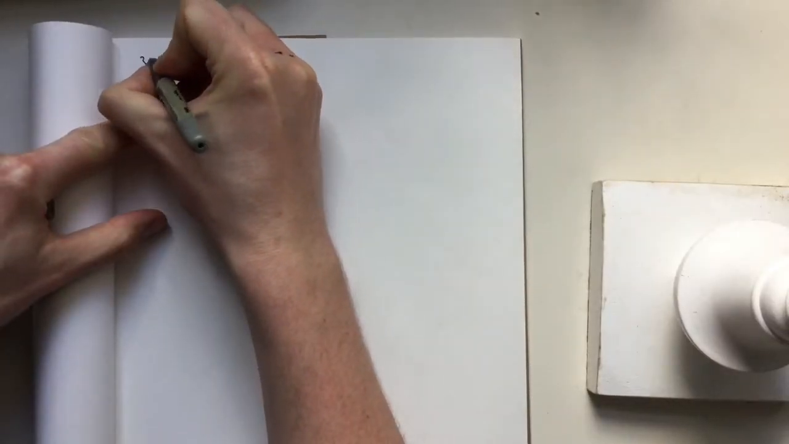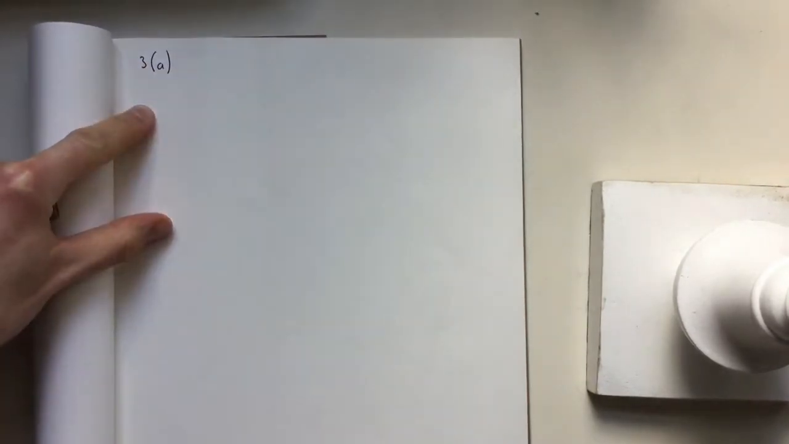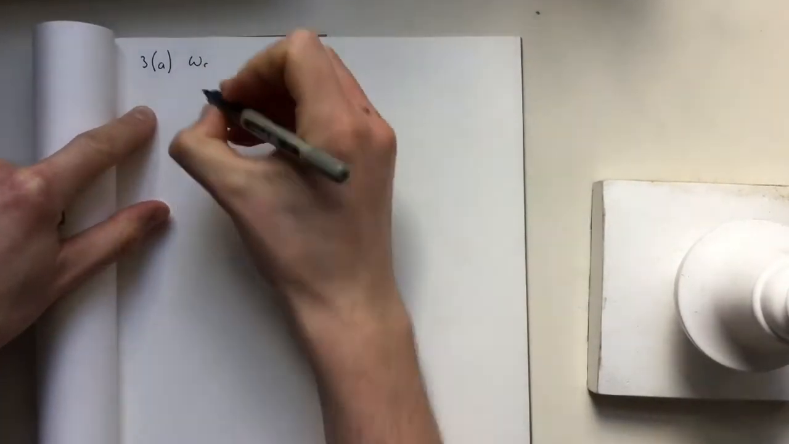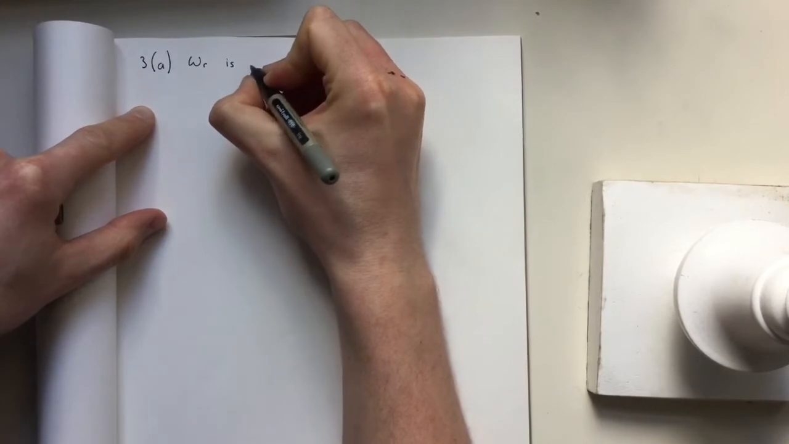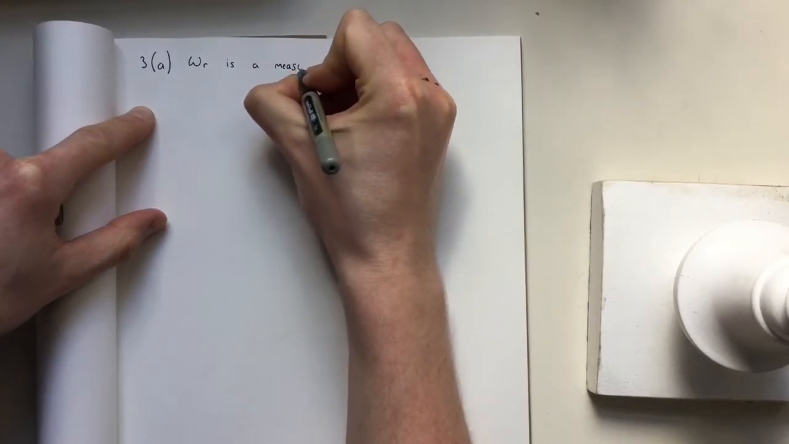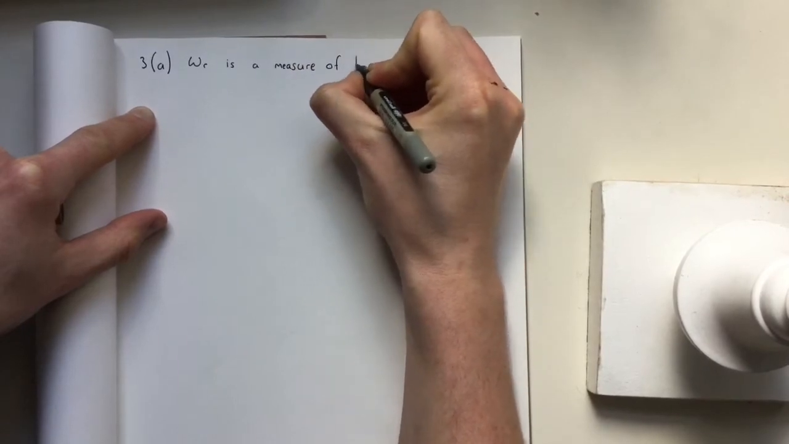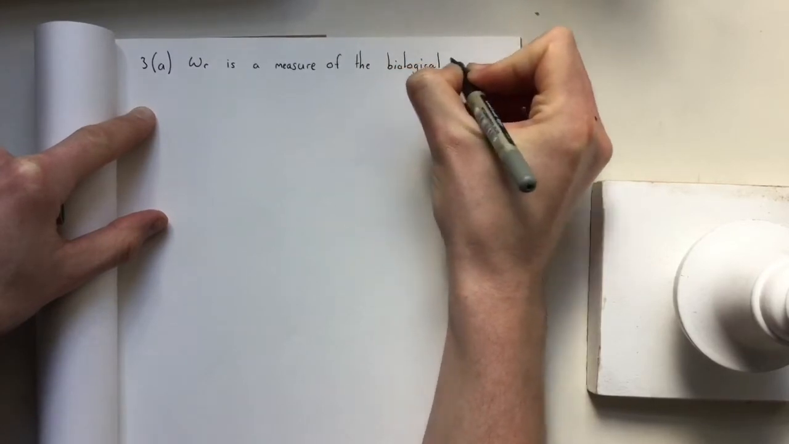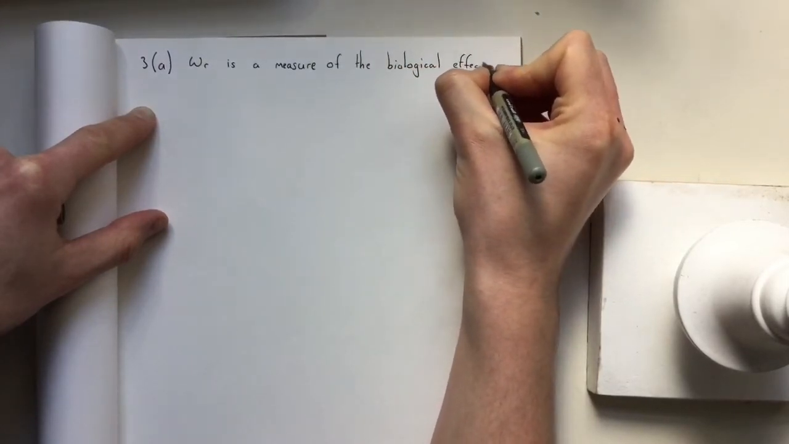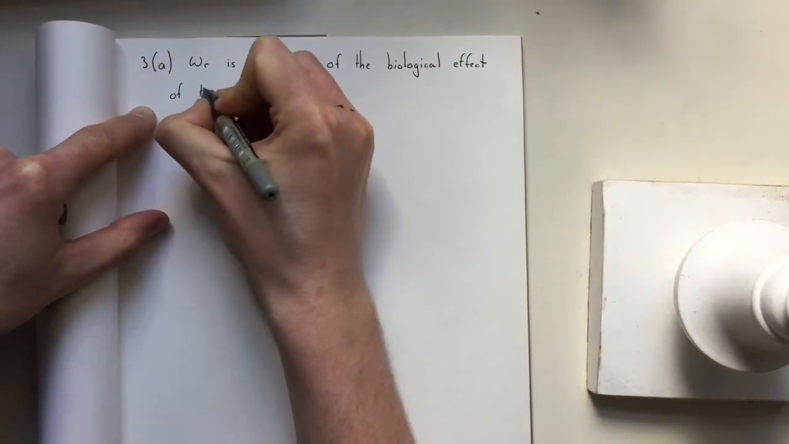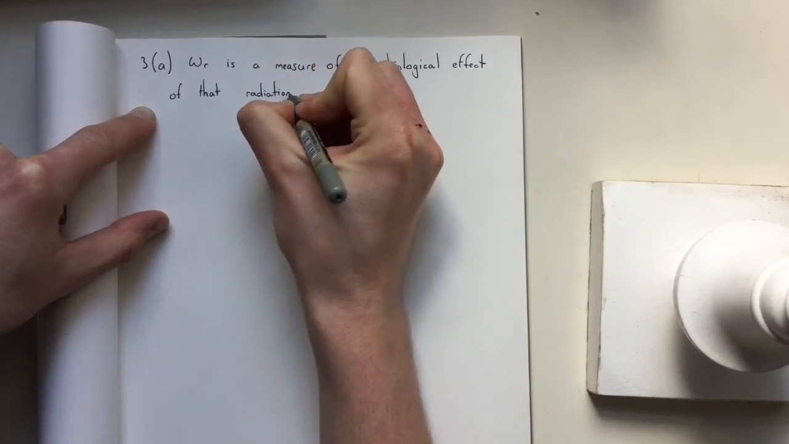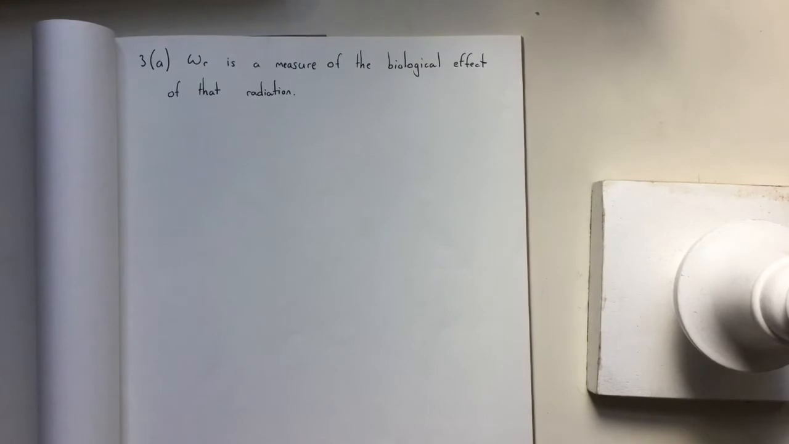So for this one, what we're going to be saying is that the radiation weighting factor, or also known as WR, that's a short way of writing it, is a measure of the biological effect of that radiation. Okay, that's what it is. All right, WR is a measure of the biological effect of that radiation.